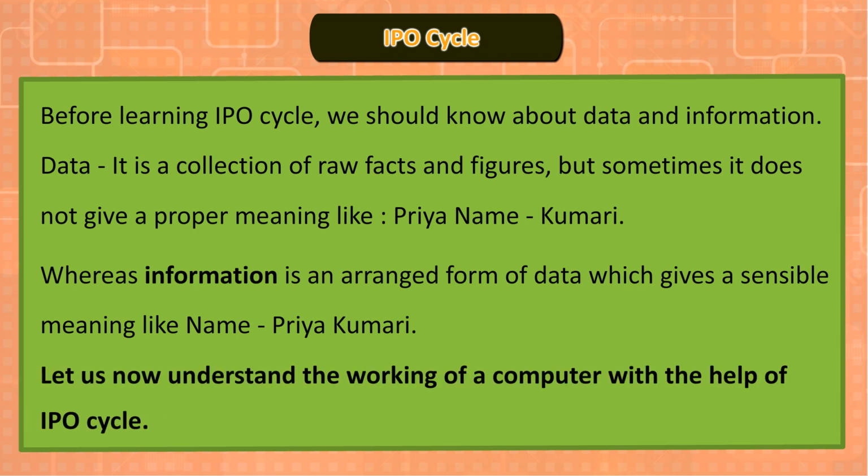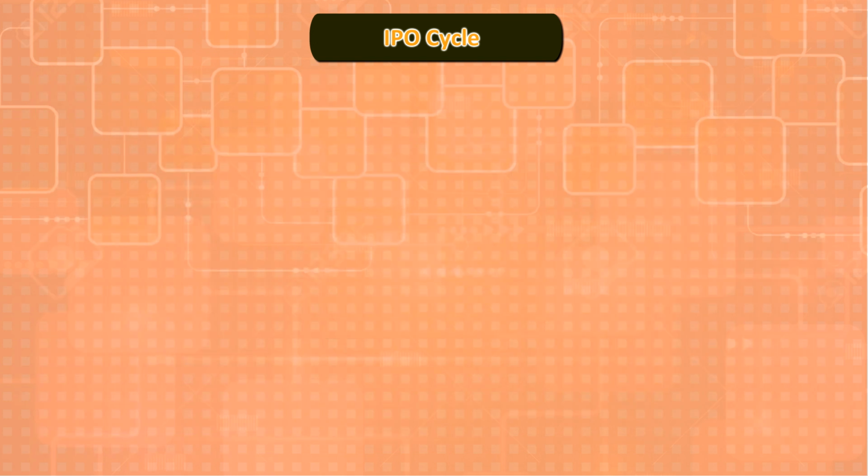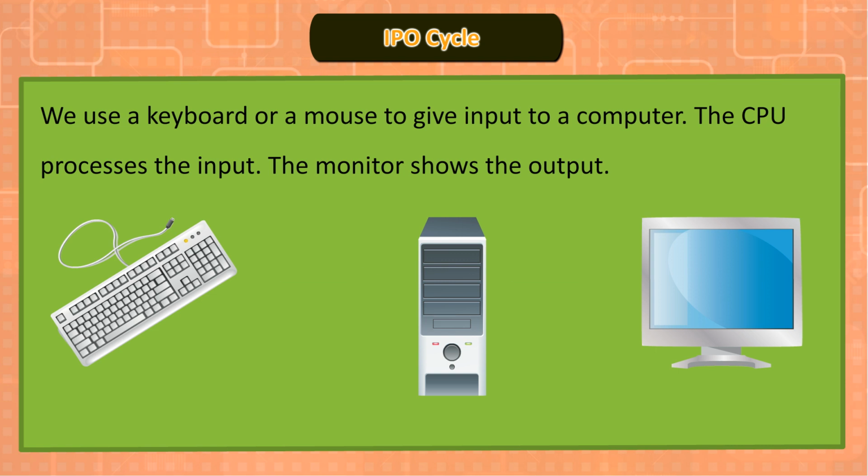Let us now understand the working of a computer with the help of the IPO cycle. We use a keyboard or a mouse to give input to a computer. The CPU processes the input, and the monitor shows the output.